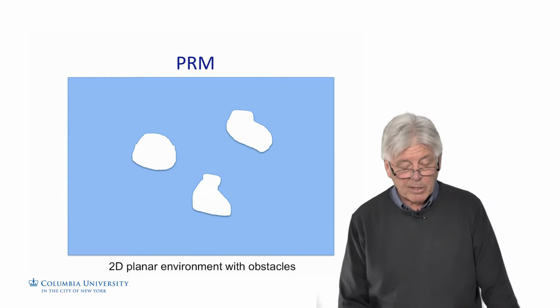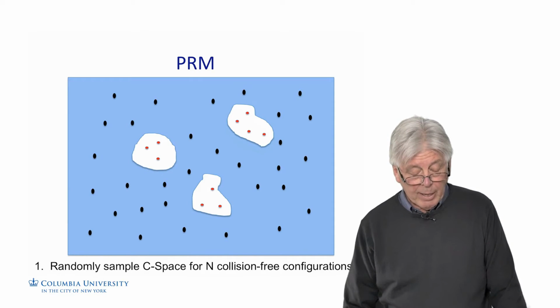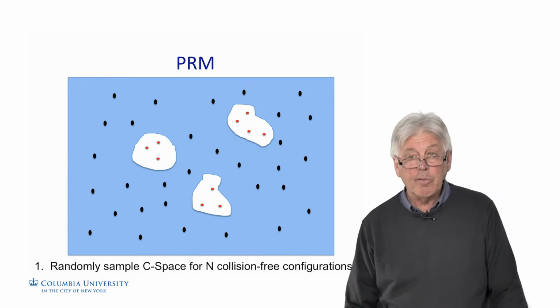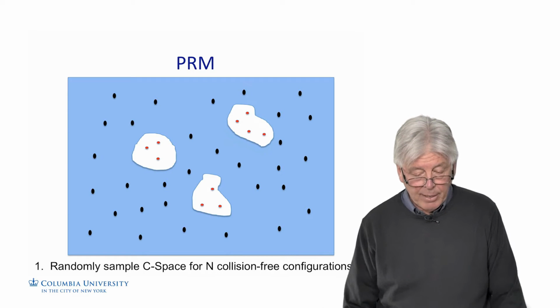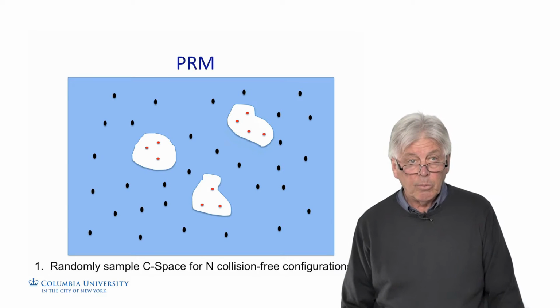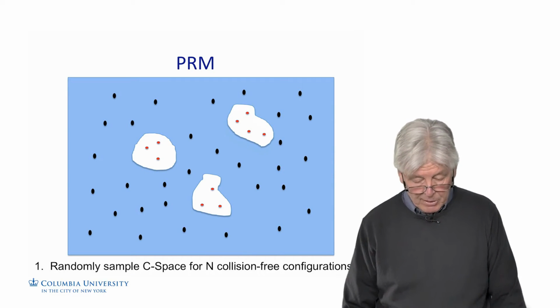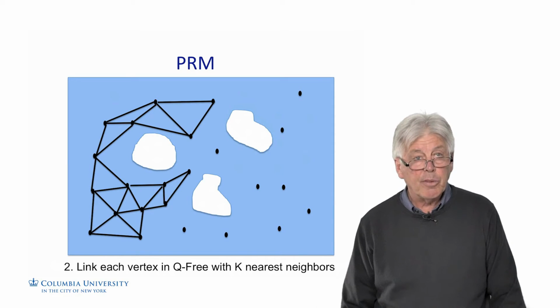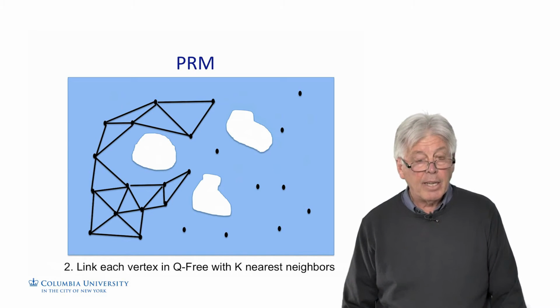So here's an example that we can see. We have a 2D planar environment with obstacles. Here we do random sampling of the C space for n collision-free configurations. And you'll notice that some of these samples actually are in collision, in red inside of these white objects, which are the obstacles. And so we're going to reject those. So the first thing we'll do when we get a configuration, we check to see if it's in free space or it's not. And if it isn't, then we throw it away. So basically we're left with a bunch of collision-free nodes, okay? And then we try to link each of those vertices, these configurations, in the free space with their k nearest neighbors.